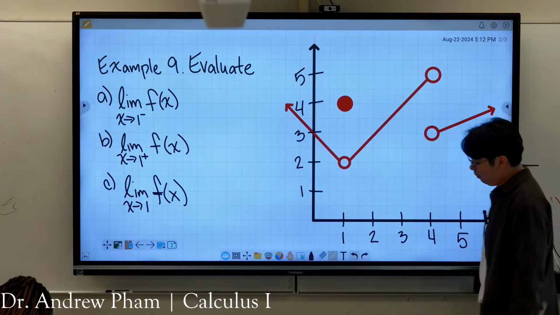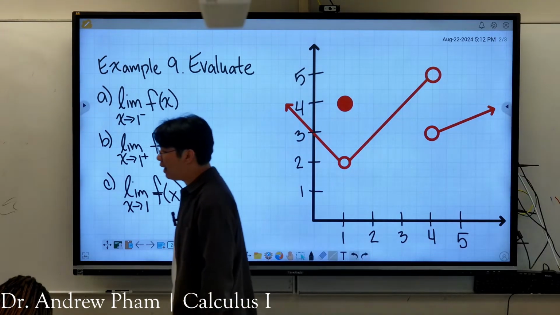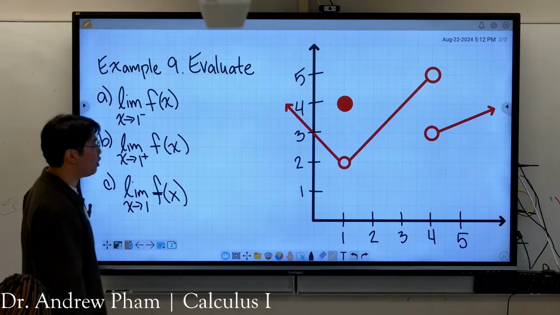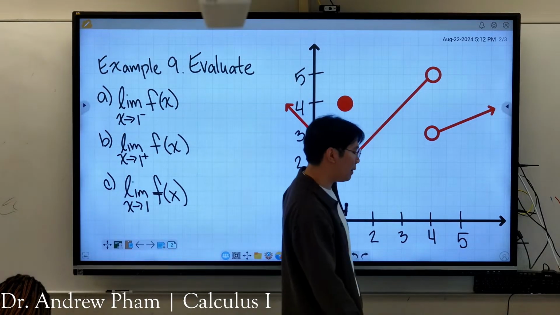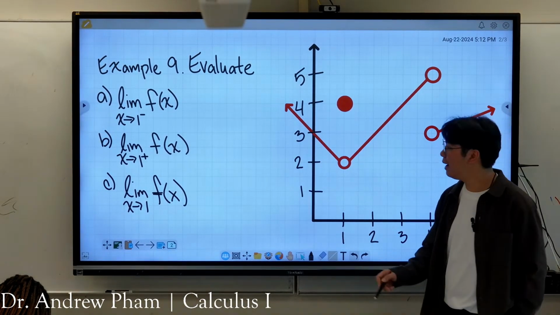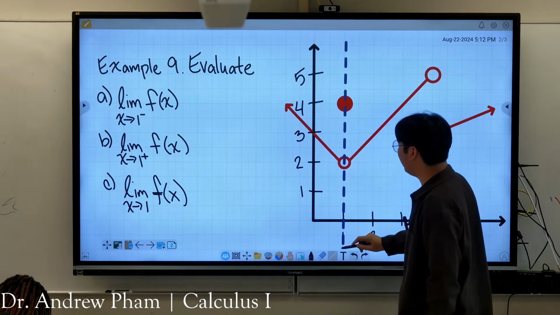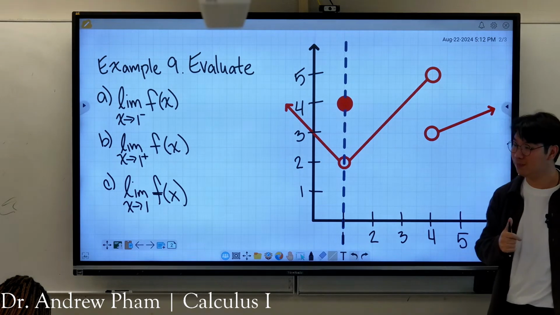All right, so what x value am I interested in for parts A, B, and C? 1. I'm interested in what's happening whenever I'm close to x equal to 1. So just like before, I'm going to draw this guideline at x equal to 1. Again, you don't necessarily have to draw this, but it does help in our visualization.